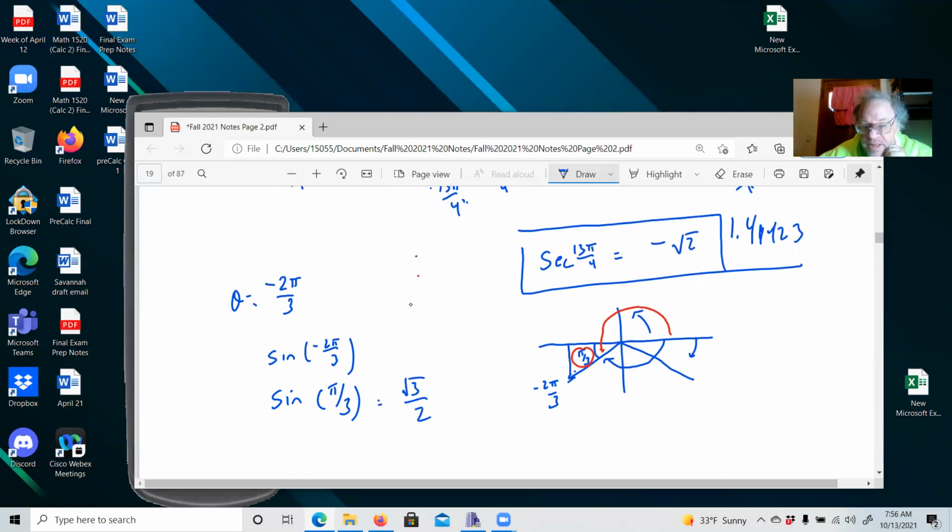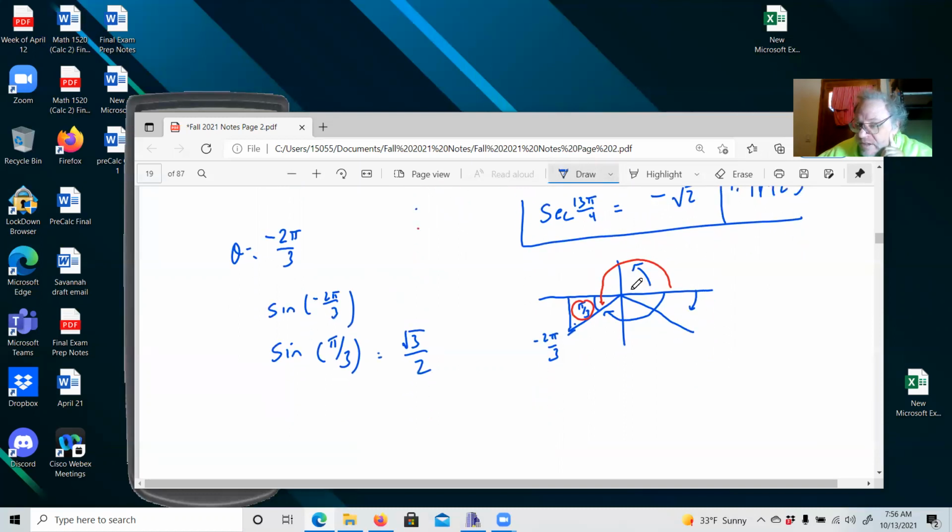All right, but it's in the third quadrant again. So the sine of negative 2 pi over 3 is equal to negative square root of 3 over 2. And that's the answer that you're going to put down here: negative square root of 3 over 2. It is not negative 0.866. That would be wrong because that's not an exact value. This is the exact value.